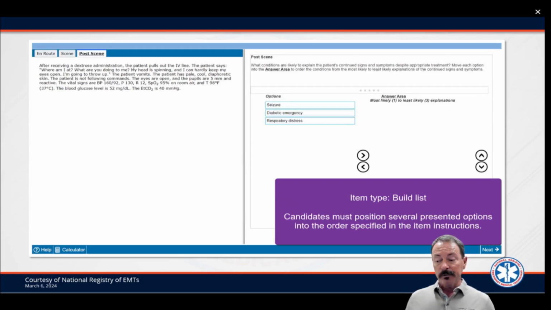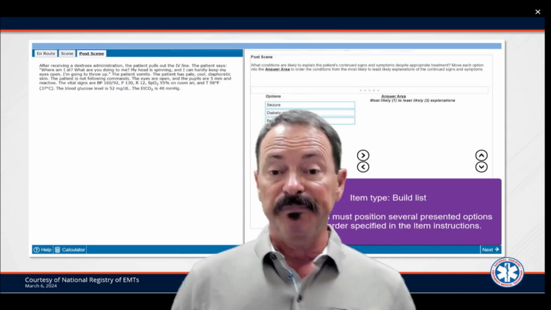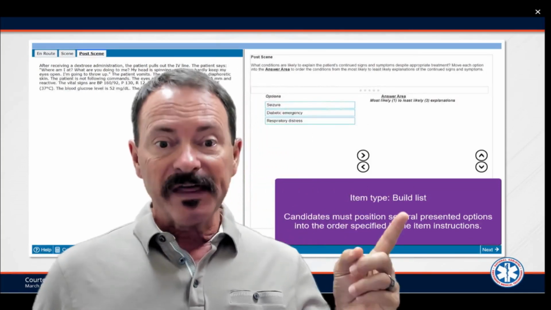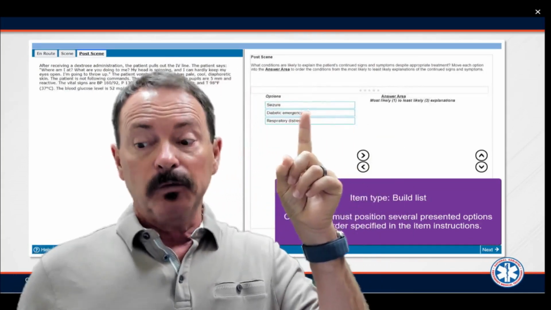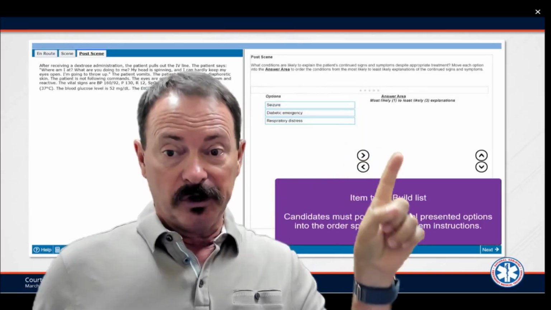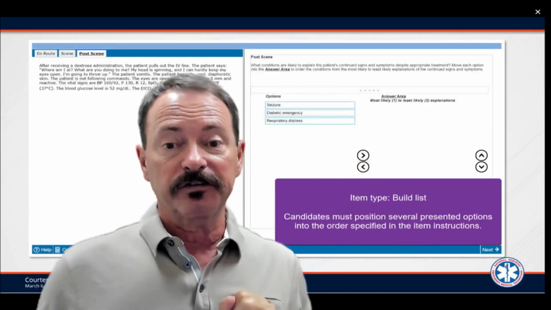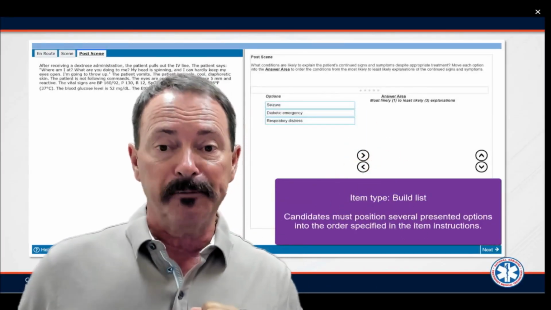So you're literally going to have to build this. You're going to have to pick which is the number one most likely that we've got here. And then we're going to build them, and we're going to put them down here. We're going to select them in that little drop down menu.